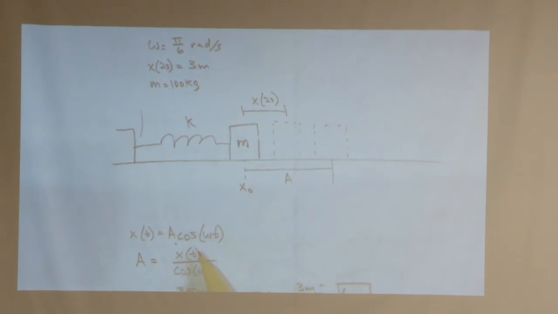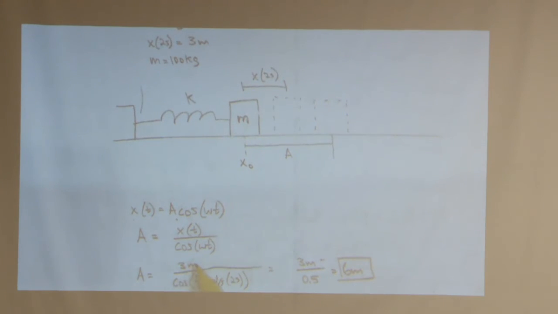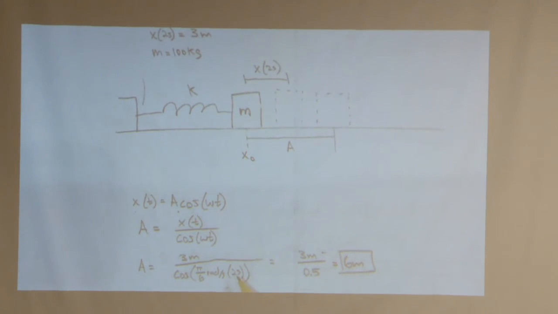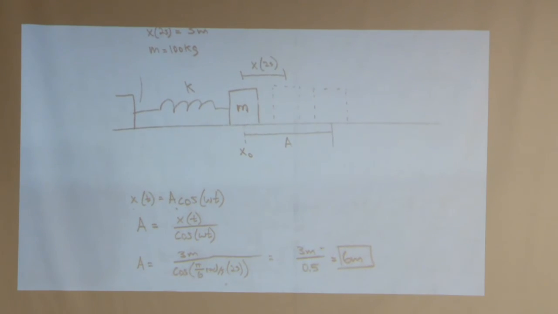So this problem is working backwards because I'm looking for amplitude, and I'm actually given a distance and a time. So at time equals 2 seconds, I know I'm at 3 meters, and I can plug in 2 seconds here, and we were given omega as pi over 6 radians per second. All right? So when you plug in all those values, you get 3 over 0.5, so you get 6 meters as the amplitude of oscillation. All right?